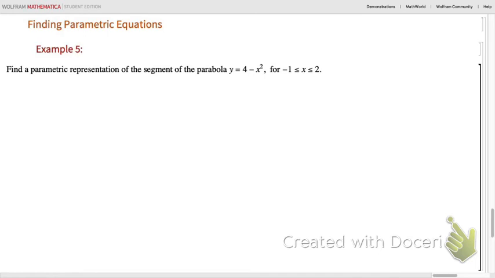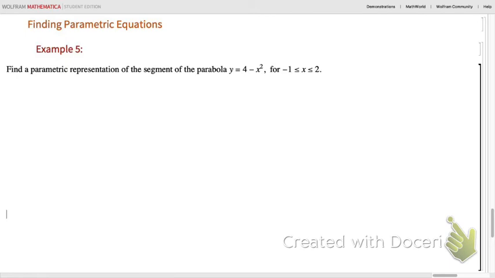In example 1, we had a parametric parabola, and it was just for a particular segment of a parabola, namely the right half where x went from 0 to 8. So go back to the beginning of the video to see what I'm talking about there.